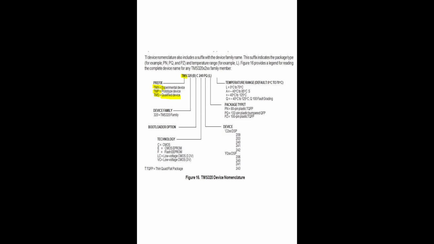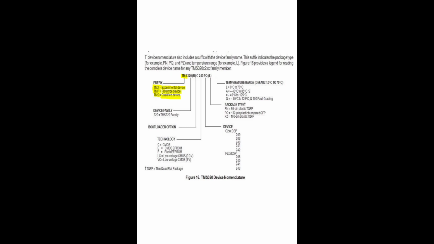And then instead of TMS, if you give TMP, TMP means it's a prototype device. Prototype means it's a model of a qualified device. It won't work like a qualified device. It's a model. And if instead of TMS you give TMX, that means it is an experimental device. Students or researchers can do some experiments on the device. That kind of device will be named with TMX.